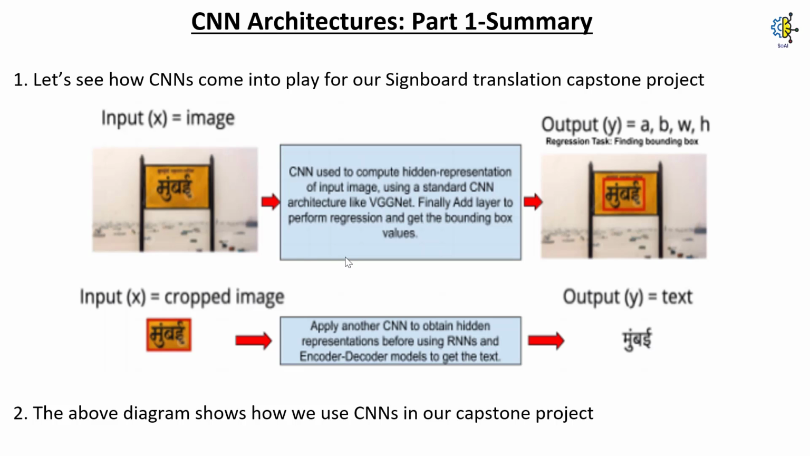And in the below image, the input is the cropped image. We apply another CNN to obtain hidden representations before using RNNs and encoder-decoder models to get the text. And the output is the text, which is Mumbai. The above diagram shows how we use CNNs in our capstone project.